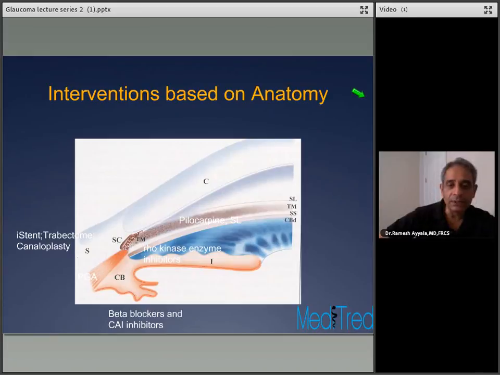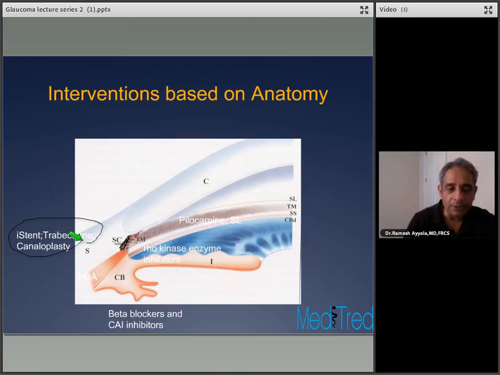Now, I conclude this lecture by pointing out the importance of knowing the anatomy and physiology of any disease process, so you can plan interventions based on the anatomy and physiology. So here you have the trabecular meshwork and the juxtacanalicular area, which is the source of the outflow pathway resistance. And you can bypass that by any of the surgical modes of iStent, trabectome, or canaloplasty, right? You can tug on the scleral spur. Actually, let me go back a little bit here.